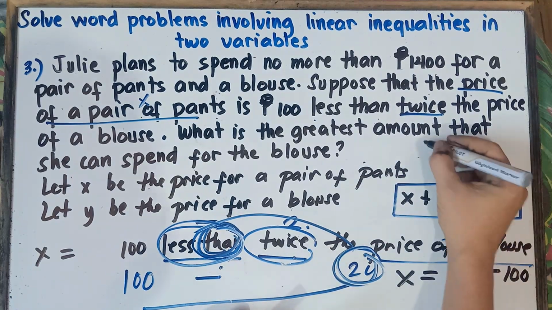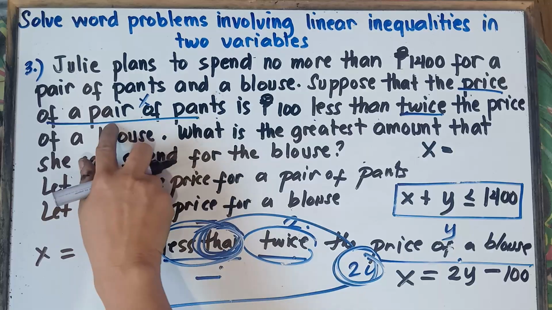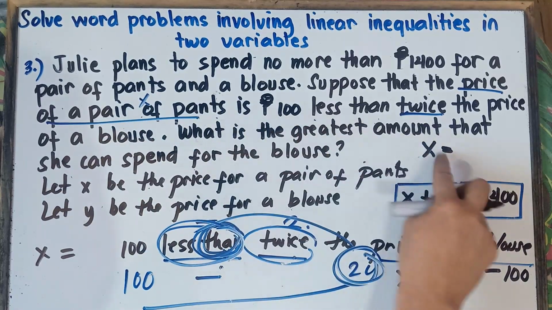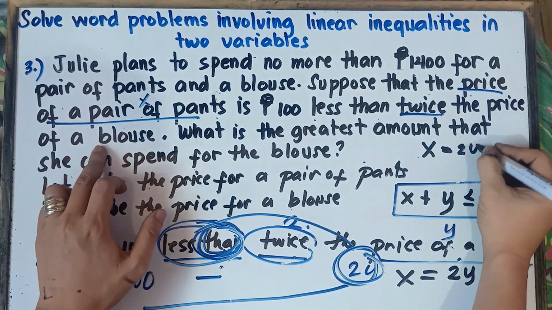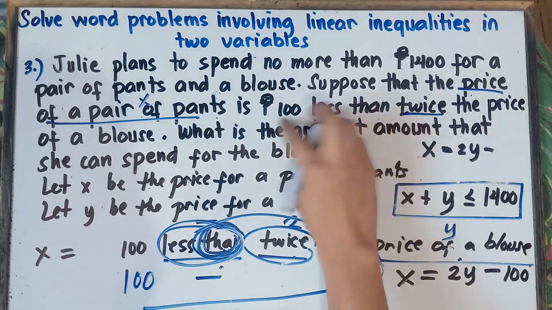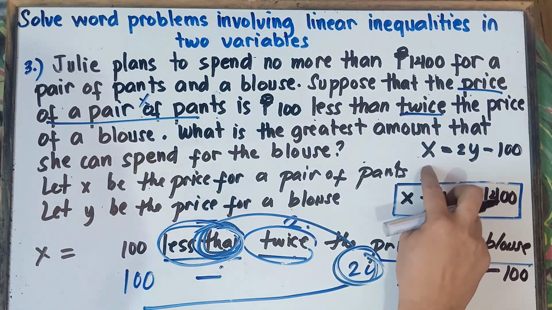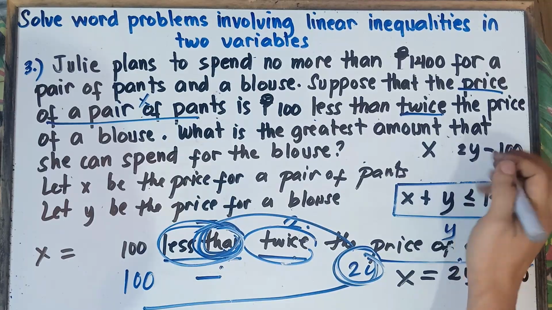It should be X, the price of a pants, that would be X. Equal sign. Twice the price of a blouse comes first, so 2Y comes first. Less than, minus sign, and then 100. It should be X equals 2Y minus 100.